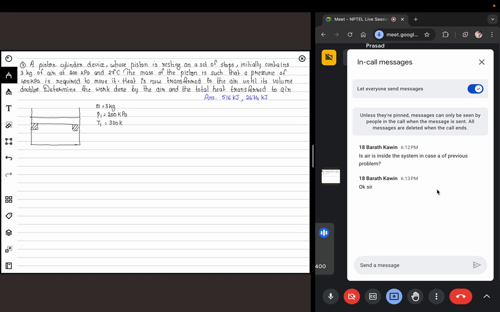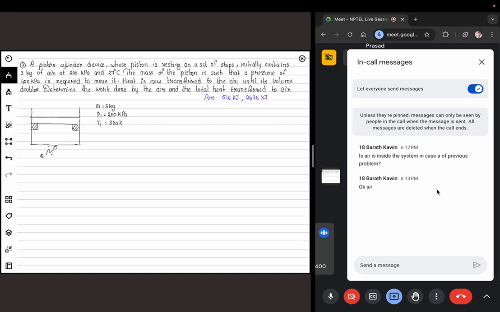It says that the mass of the piston is such that a pressure of 400 kilopascals is required to move it. So initially it is resting on the stops, so there is a reaction force from the stops that will balance the weight of this particular piston. But what we are doing is heat is now transferred to the air. Let's suppose you have some fire or something. This doesn't look like a fire, but maybe I'll just put heat here. That would be the easy way.